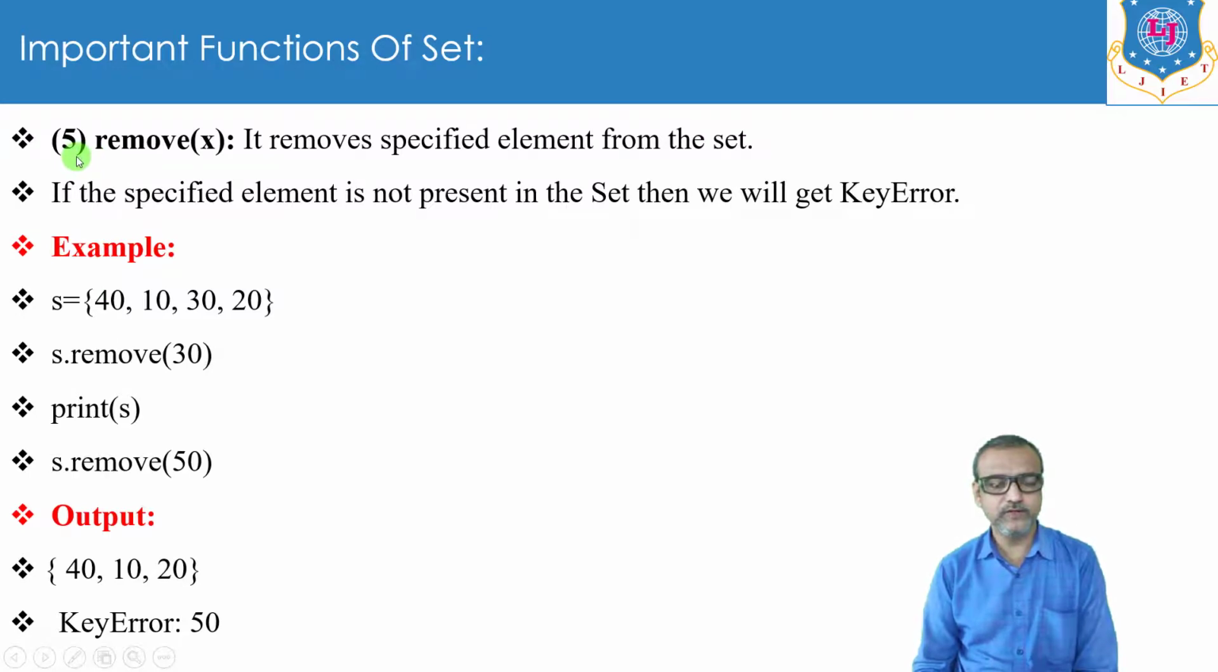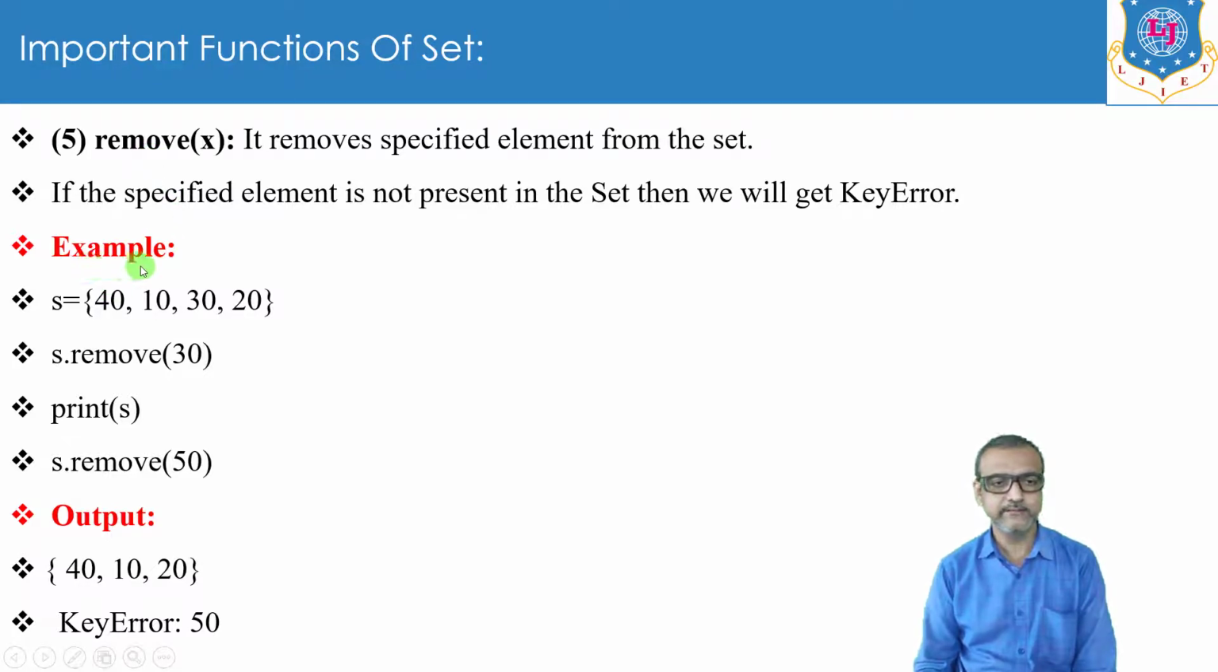Now we will see function number 5, that is remove of X. Now what will this function do? It removes a specified element from the set. It means the element X will be removed from the given set. If the specified element is not present in the set, then we will get a key error. I will make you understand the remove function with the help of an example.